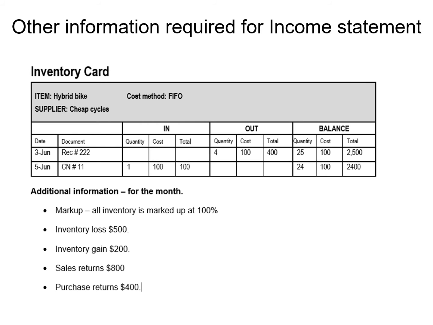So what we could do to work out our cost of sales is we could look at the out column of our inventory card. We just need to be careful for some of the non-sales items, like for instance, if we have a purchase return or an inventory loss, etc. But just to make it a bit simpler, we can look at the markup. The markup, as it's got here in the additional information, is 100%.